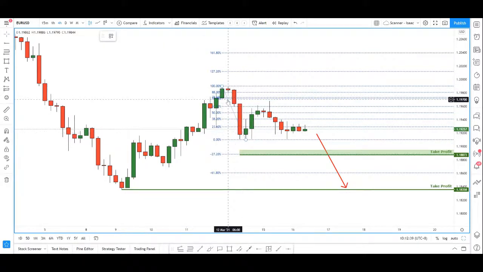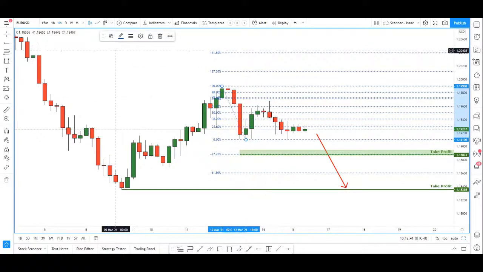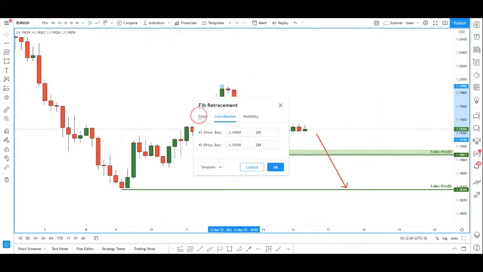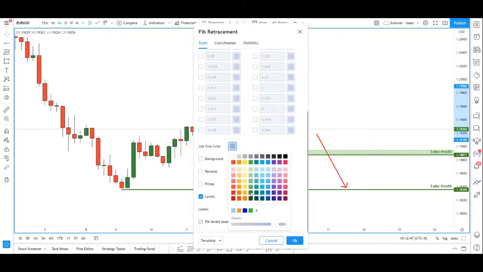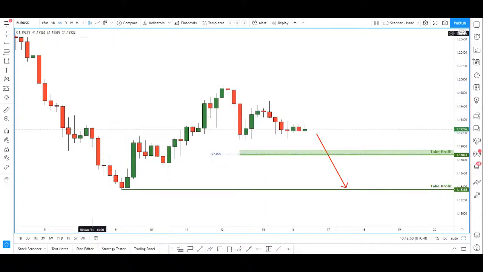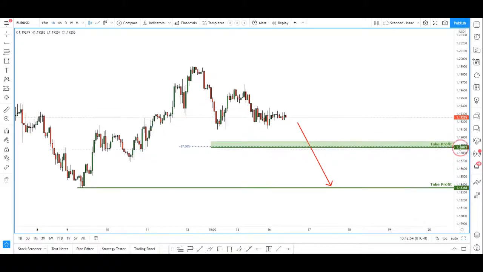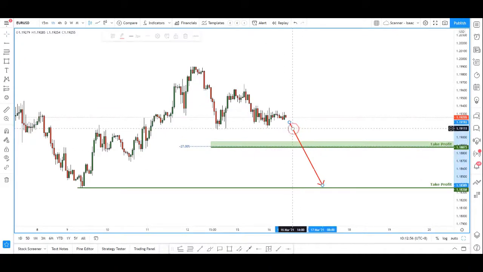Now what we need to do is look for our entry and our stop loss. Let's go down to the 1 hour. On the 1 hour the picture is also quite clear. We see price going lower.